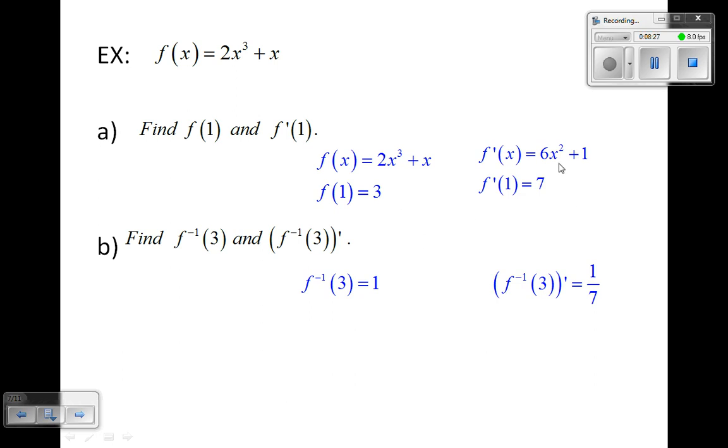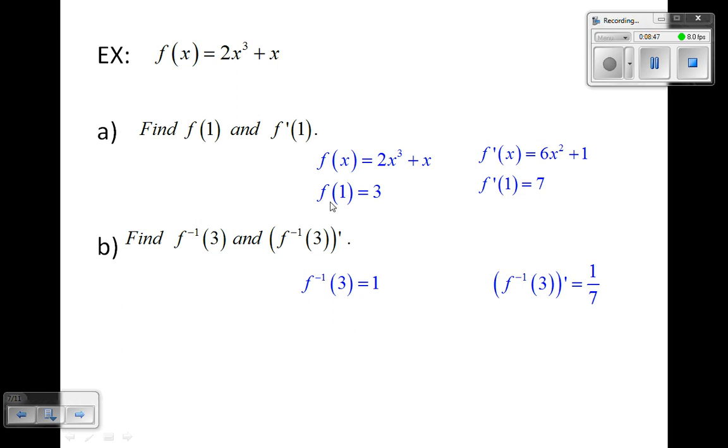And f prime of 1 means the slope when you plug 1 in. So I took the derivative, getting 6x squared plus 1. And then I said, okay, well, I want the slope specifically when x is 1. So I plug 1 in, 6 times 1 squared plus 1, I get 7. So nothing new really at all in that part. So you go on to part B, and B says we want f inverse of 3.